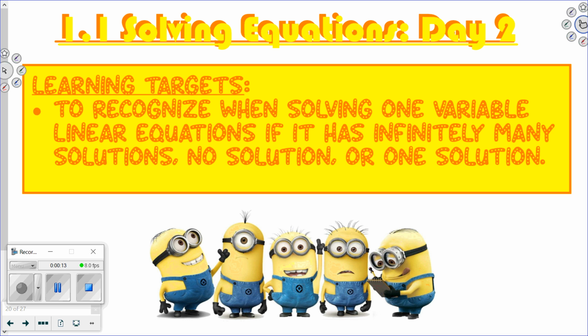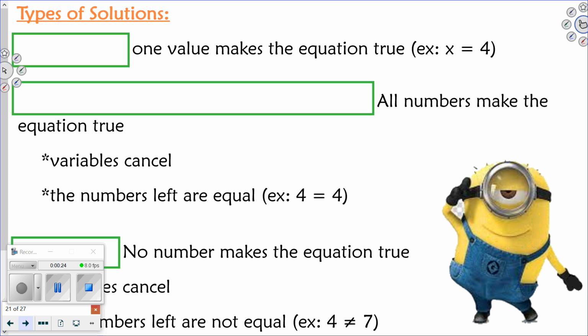All right, so what happens when your variable cancels? You guys ever do that? You get solving and you move your x's over and you're like, oh, they're gone. Letters to the left. I know some of you like that. But what happens when you solve an equation? One of three things could happen, okay?